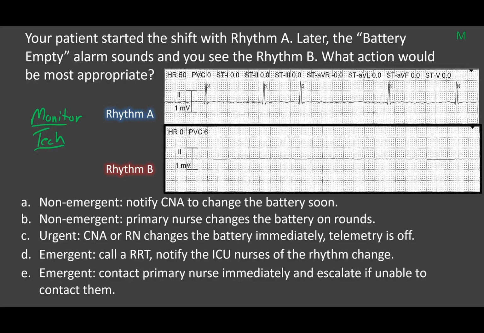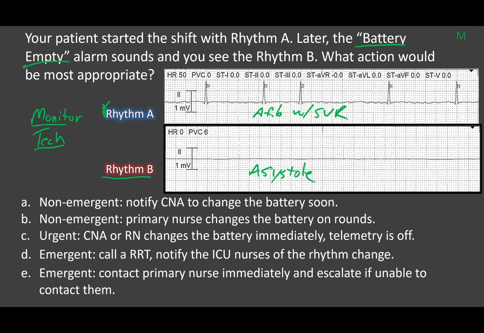Your patient started the shift with rhythm A. Later on, the battery empty alarm sounds and you see rhythm B. And the question is, which action is most appropriate? Well, they started out in AFib with SVR, slow ventricular response. And now all you see is asystole on the monitor. And you have to decide how aggressive to be in terms of getting this corrected, because you don't have telemetry. You don't know if the patient is in asystole or not, because the telemetry is not sending any signal back.